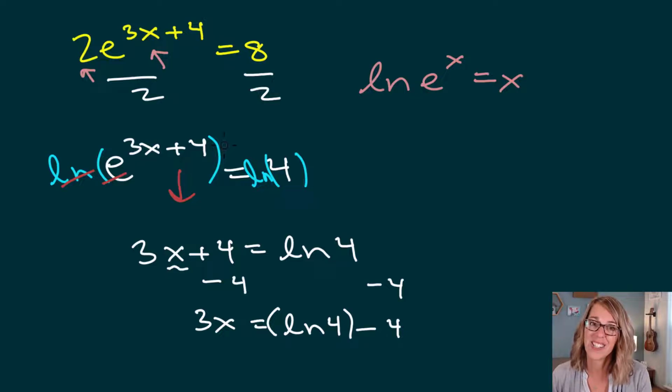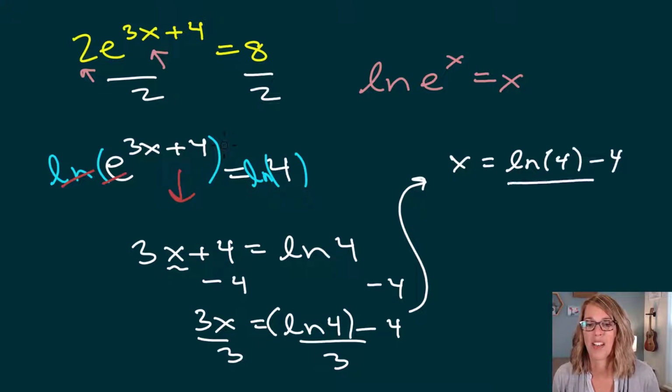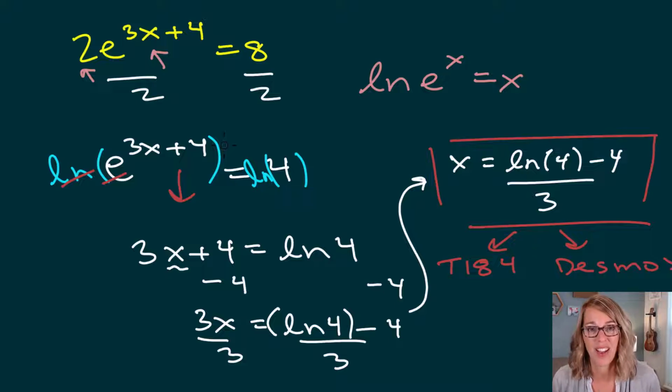And then finally, I need to divide everybody by a 3, getting that x isolated. So we end up with our solution. X is equal to the natural log of 4 minus 4, all divided by 3. Now this is my exact answer. If I wanted to get an approximate answer, I could either put this into my calculator. I've got my TI-84. Any scientific calculator would work. Or I love Desmos, so you can also put this into desmos.com. Let me put it into my TI-84.